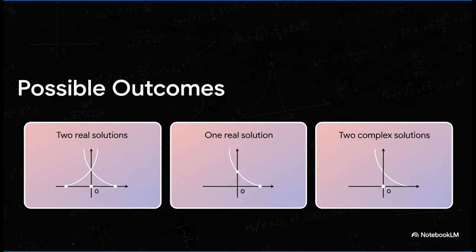Okay, so when we solve these things, what are we actually looking for? We're finding the values of x that make the whole equation true. A cool way to think about it is if you were to graph the equation, the solutions are the points where that curve hits the x-axis. And as you can see, there are really only 3 things that can happen. The curve can cross in 2 different spots, giving you 2 real solutions. It could just barely touch the axis in one spot for one real solution, or it might miss the axis completely, which is when we get into 2 complex solutions.